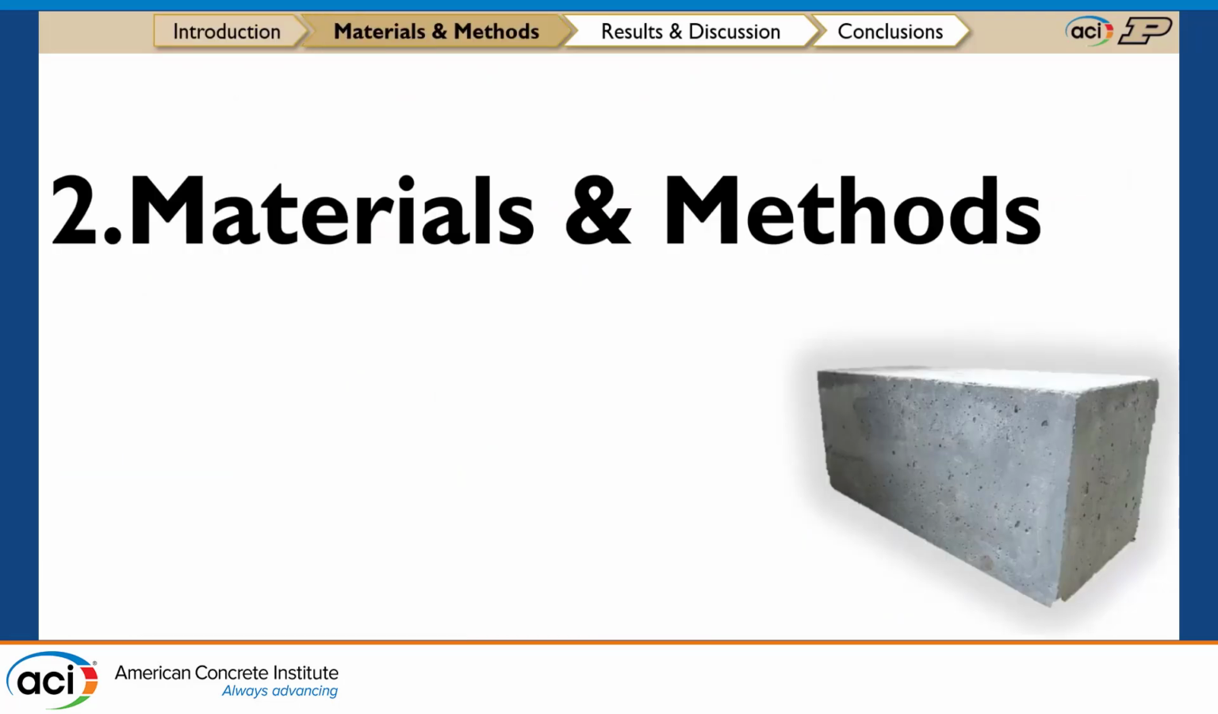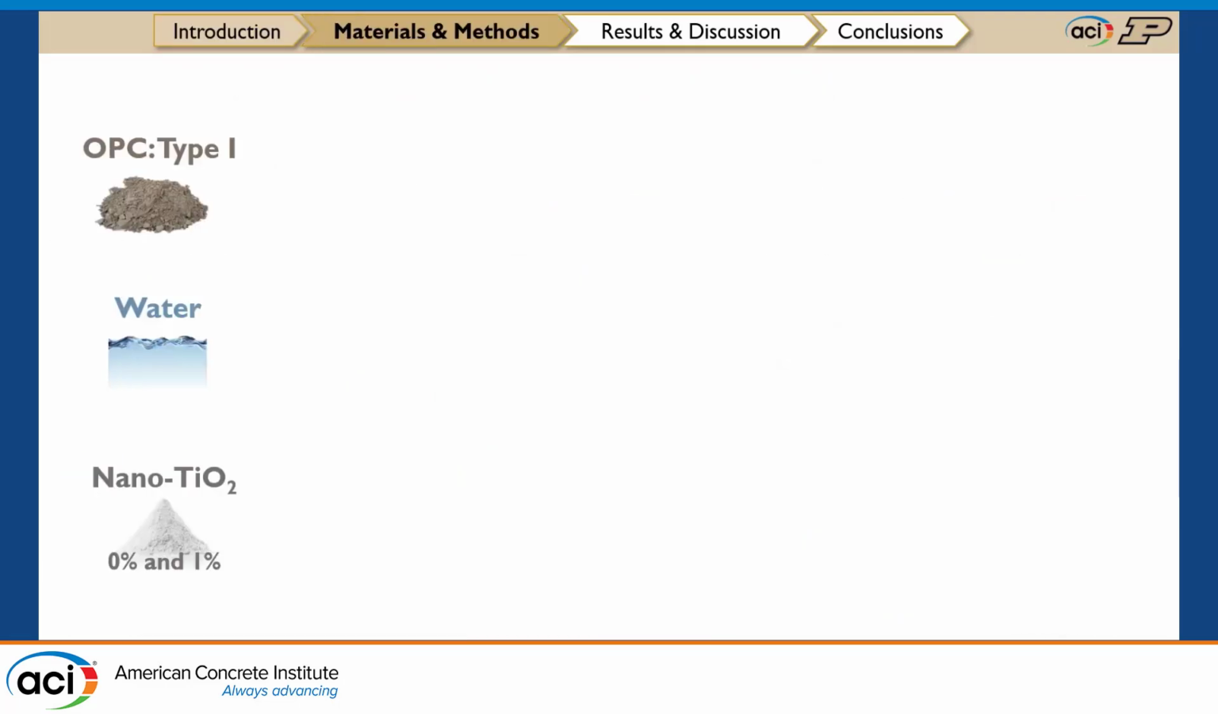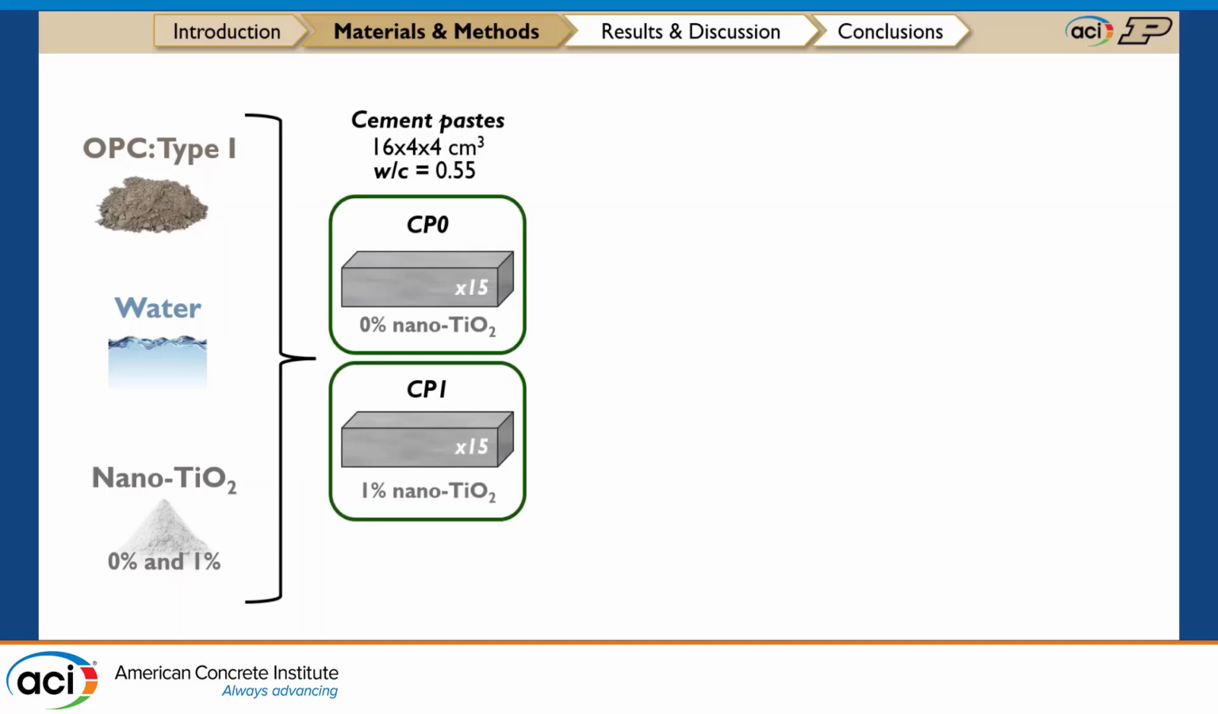So for the materials and methods that we used in this study, we used ordinary Portland cement type 1, water, and 2 different concentrations of titanium dioxide nanoparticles, 0 and 1%. And with that, we produced cement paste prisms with a water to cement ratio of 0.55. And these are the mixtures, the ones with titanium dioxide and the ones without titanium dioxide.